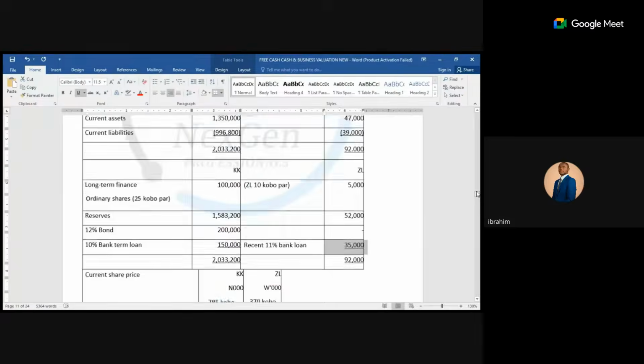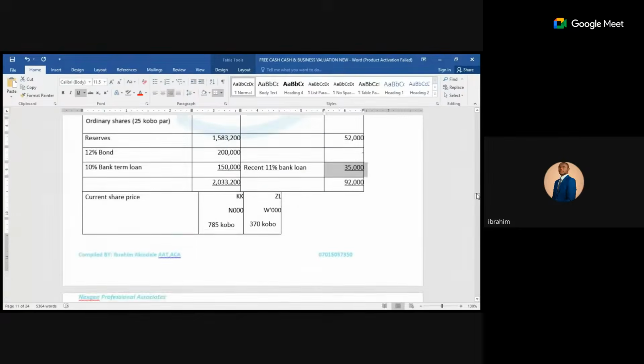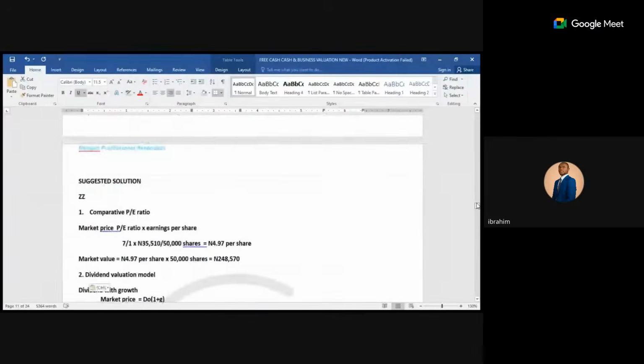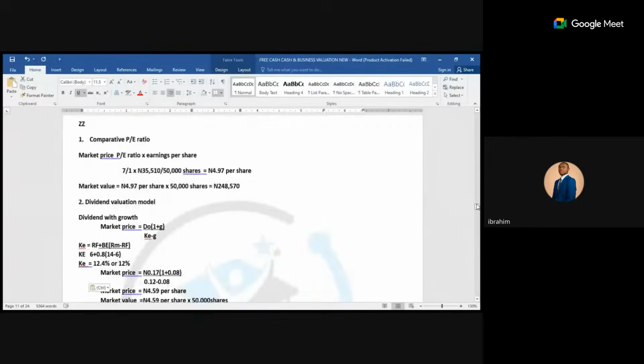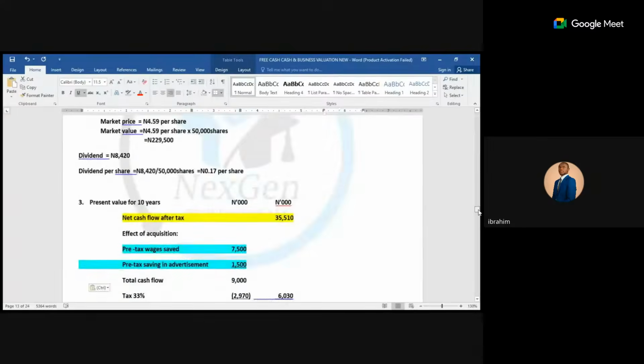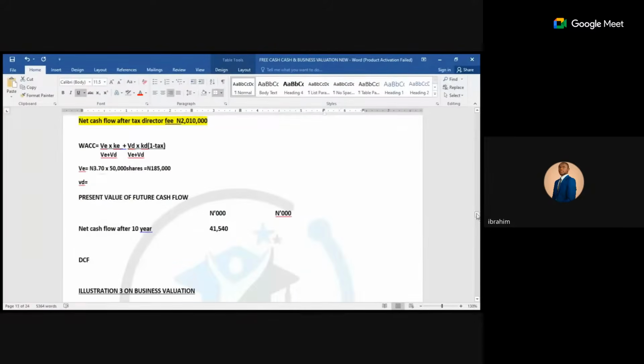It is because it's a non-trade loan. It's not traded debt, right? So we have 35,000. Right. So after this, what do we have again?